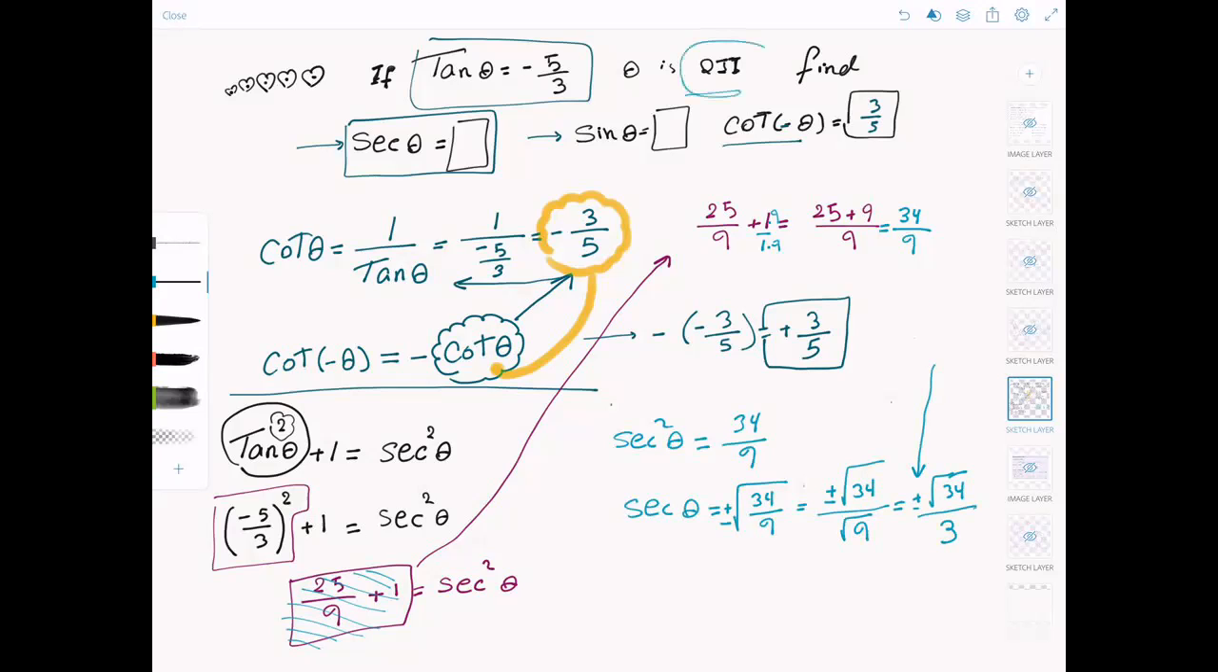That's why they said quadrant 2. In this quadrant, cosine is negative, sine is positive. And secant is 1 over cosine, so it will be negative. So we will get the negative one. It would be negative radical 34 over 3.